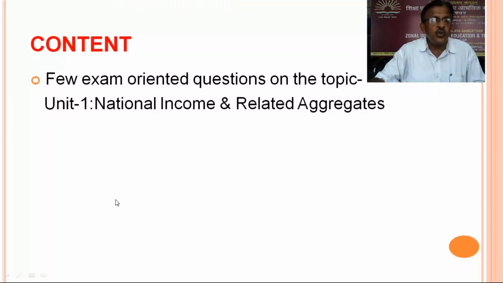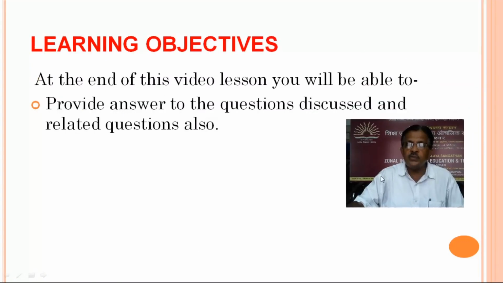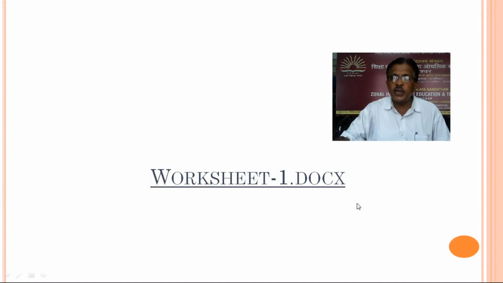So the content to be discussed in this video lesson is a few exam oriented questions on the topic Unit 1, national income and related aggregates. The learning objective: at the end of this video lesson, you will be able to provide answers to the questions discussed and related questions also. I have prepared 3 worksheets covering some of the concepts of national income and related aggregates. So let us begin with worksheet number 1.